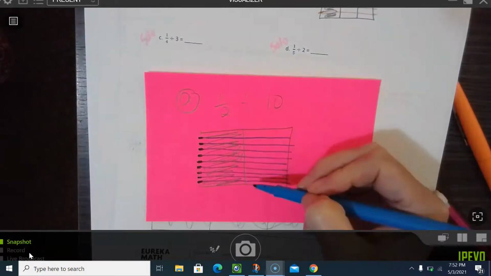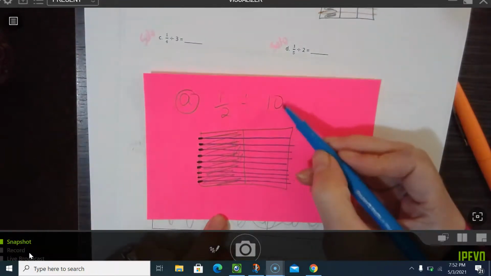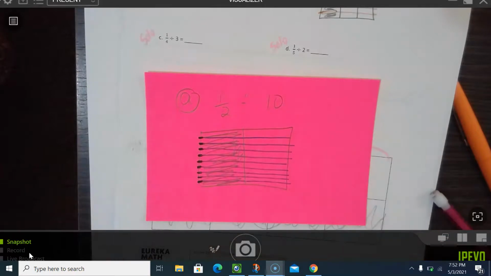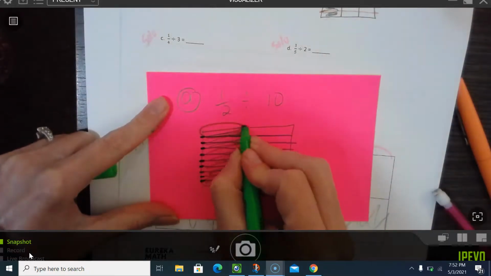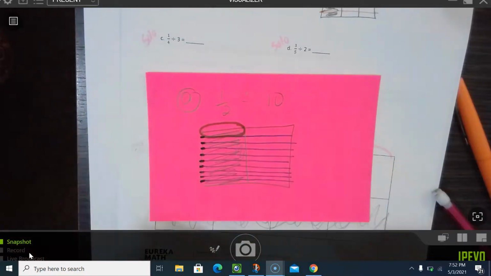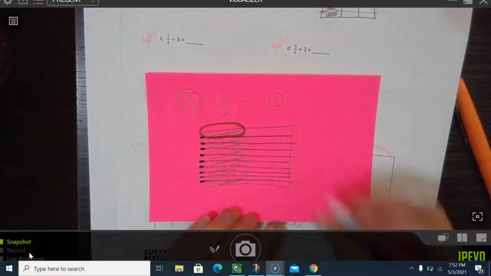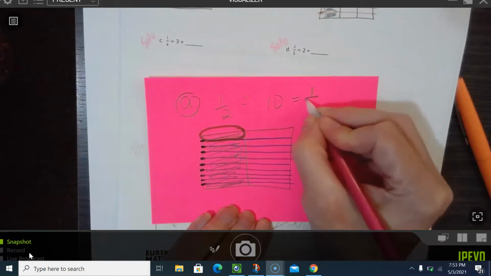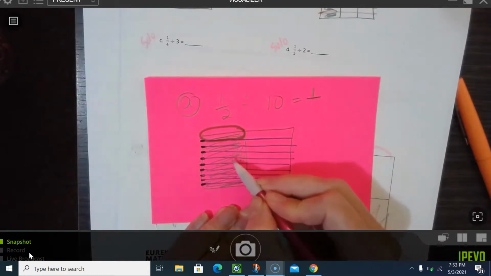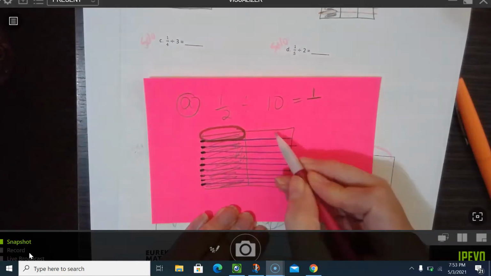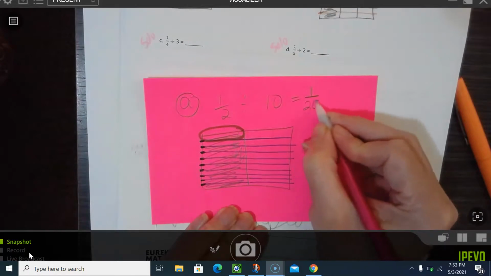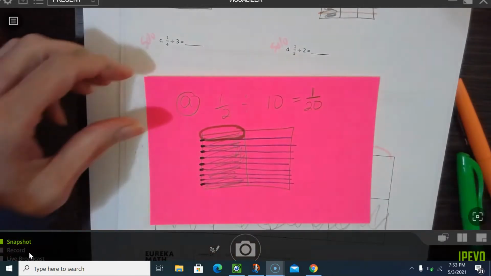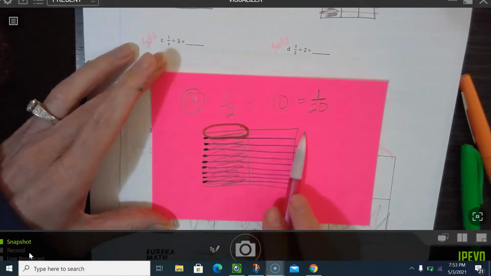So if I split something in half, and then I want to split that half into tenths, I'm really wondering how big is just one piece when I do that. What is the size of this one little part right here? So my numerator is going to be 1. And then if I were to count 1, 2, 3, 4, 5, 6, 7, 8, 9, 10, 11, 12, 13, 14, 15, 16, 17, 18, 19, 20. 1/20 would be my answer for that one. So that is letter A.